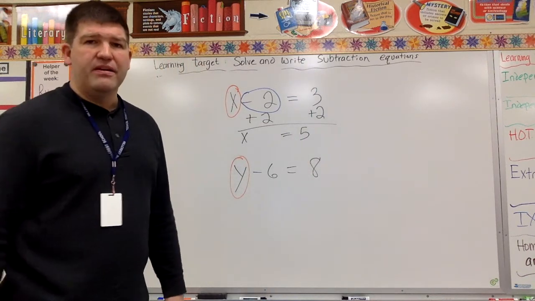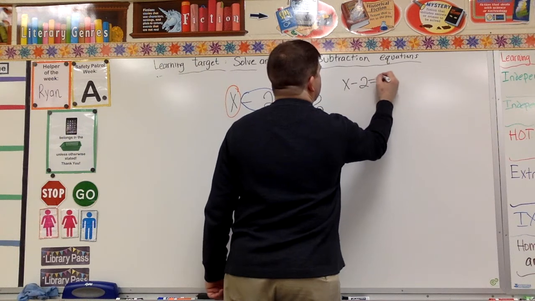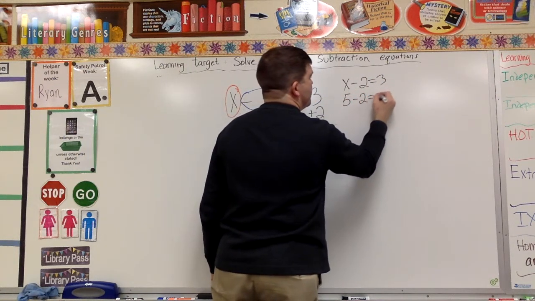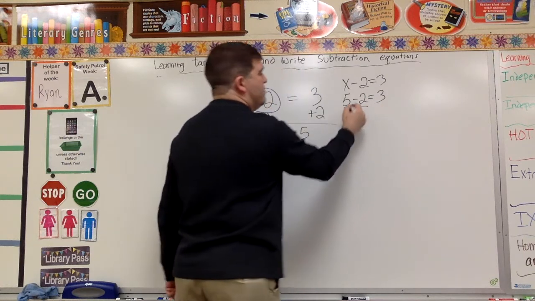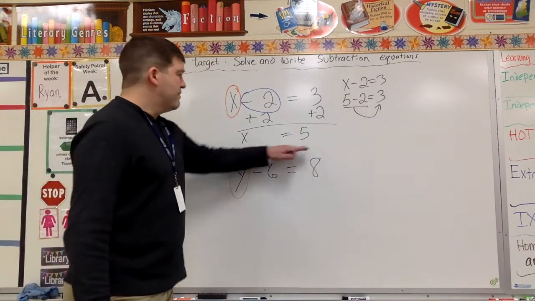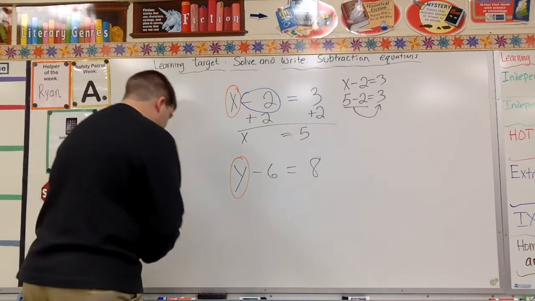X equals 5. Always want to check. X minus 2 equals 3. I think x is 5. I'm going to put it in. 5 minus 2 equals 3. If that is true, does that equal that? It sure does. X is 5. We're good to go.